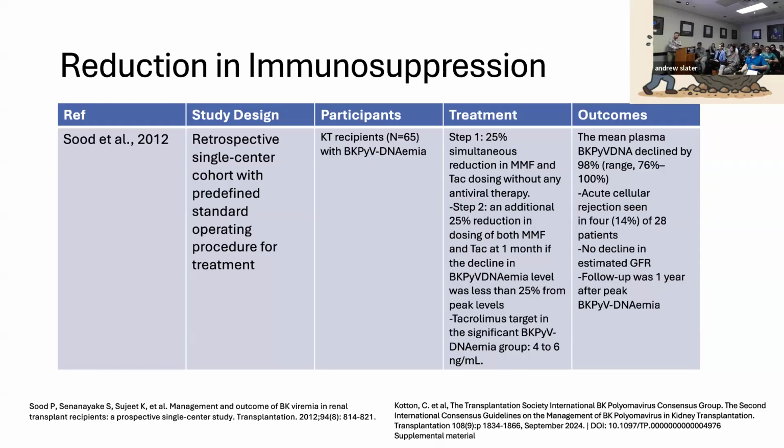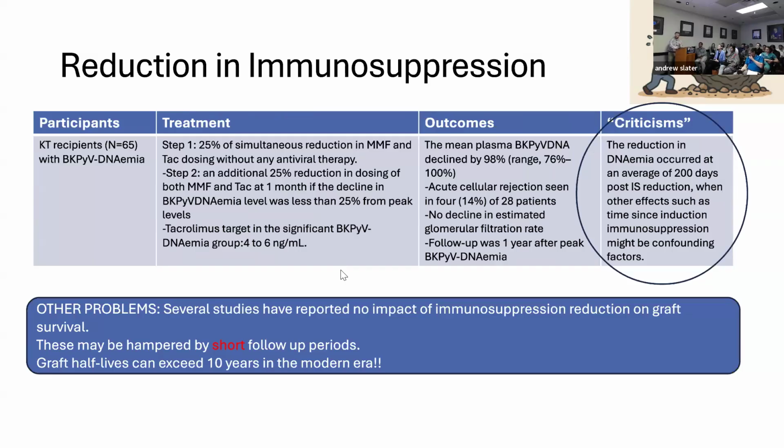And then we come up with some outcomes that get reported. We report episodes of cellular rejection, decline in GFR, how long the follow-up was, peak DNAemia, time to resolution, et cetera. But then you run into these criticisms, right? The reduction in DNAemia occurred at an average of 200 days post immunosuppression reduction, when other effects, such as time since induction immunosuppression, might be confounding factors.